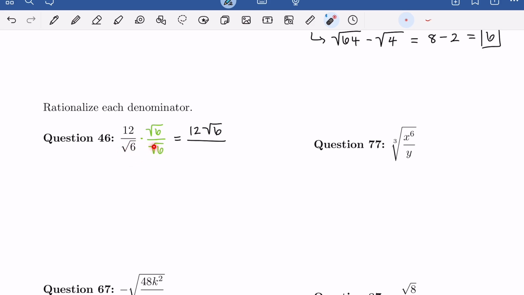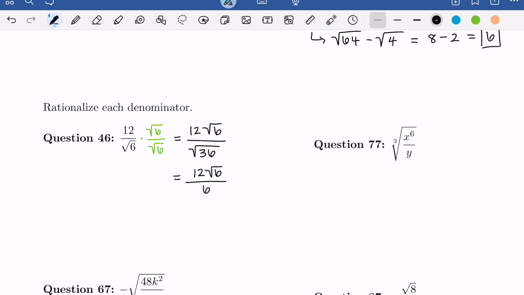Well, since these are the same nth root, we can just write them under one radical expression. It'll be the square root of 6 times 6, which is 36. Now, in the numerator, let's keep this. We have 12 times the square root of 6. We can't simplify that. But in the denominator, we have the square root of 36, which we know is just going to be 6. So by multiplying by the square root of 6, we ended up with the square root of a perfect square and got rid of the square root in our denominator.